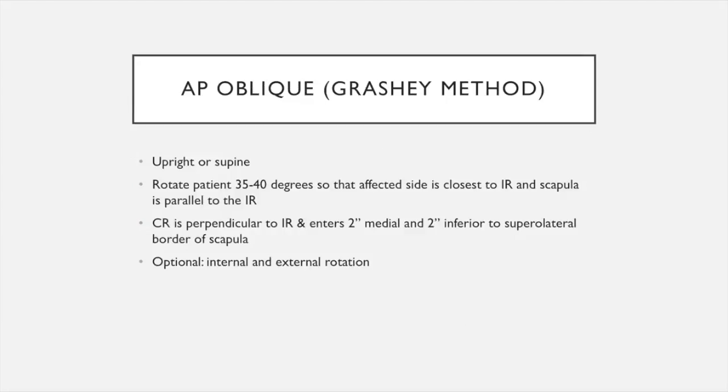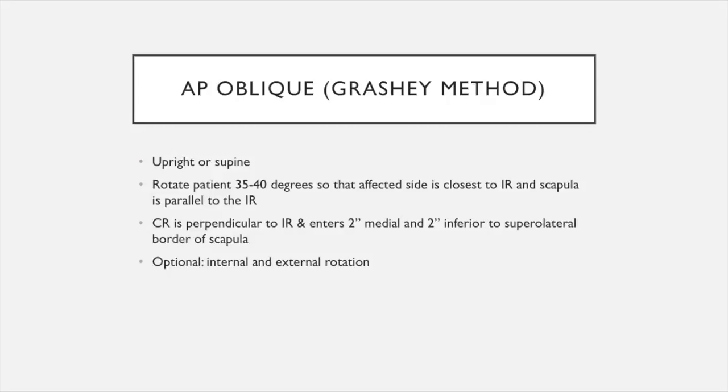Alright, now let's talk about the AP oblique projection, which is also known as the Grashey method. You can have the patient either standing upright or lying down supine, and you want to rotate the patient so that they are at about a 35 to 40 degree angle and that the affected side is closest to the IR. The body of the scapula is going to be parallel to the IR. The central ray is going to be perpendicular to the IR, and it's going to enter 2 inches medial and 2 inches inferior to the superolateral border of the scapula.